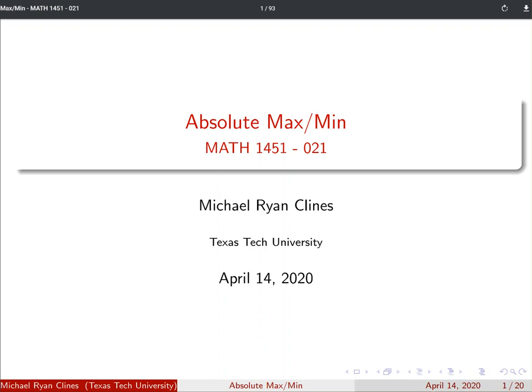Hey guys, so today we are going to be talking about absolute maximums and minimums, also known as absolute extrema. This is section 4.1 in your textbook if you wish to follow along in your book. Okay, so let's just get straight to it.